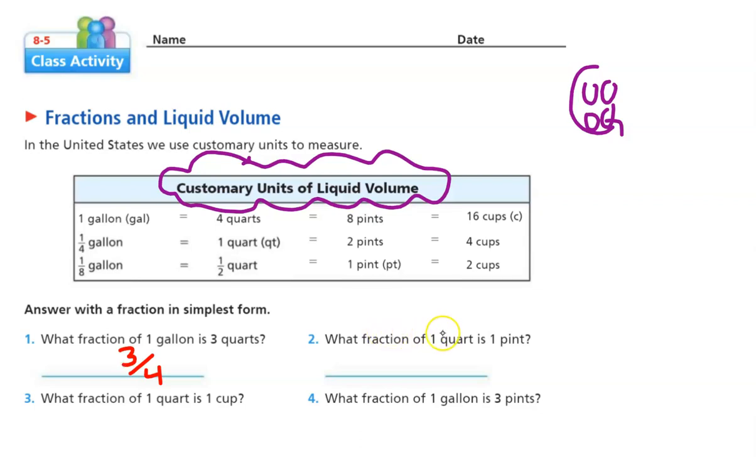And then it says, what fraction of 1 quart is a pint? Okay, well, how many pints are there in a quart? There are 2, and this tells me that I have 1 pint, so that would be half.